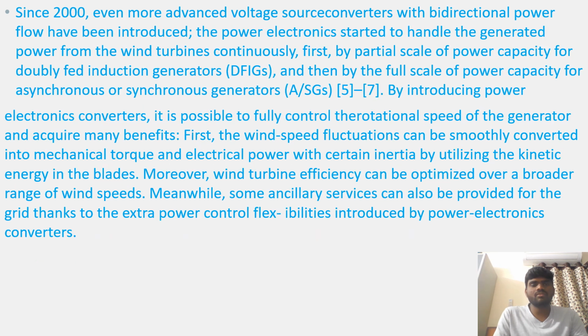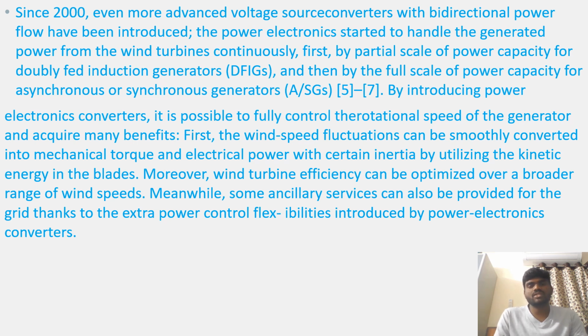Since 2000, even more advanced voltage source converters with bidirectional power flow have been introduced. The power electronics started to handle the generator power from the wind turbine continuously. First, by partial scale of power capacity for doubly fed induction generators, and then by the full scale of the power capacity for asynchronous or synchronous generators. By the power electronics converters, it is possible to fully control the rotational speed of the generator and acquire many benefits.